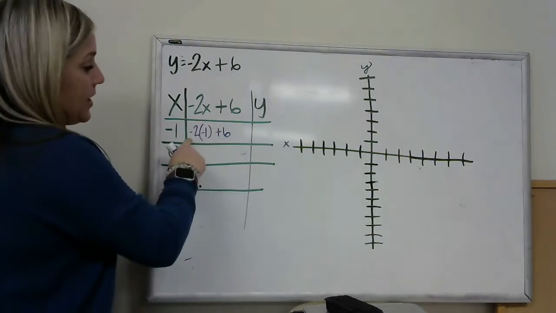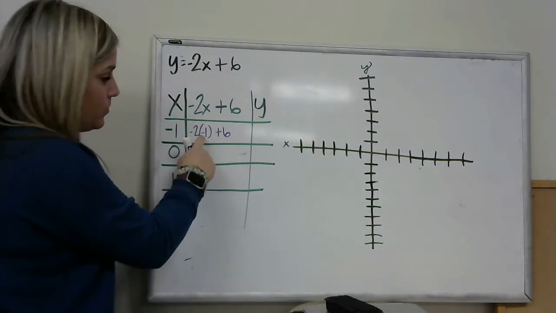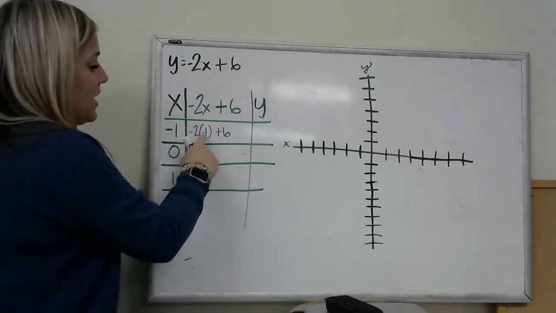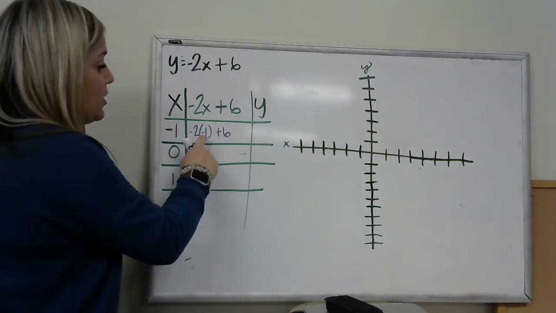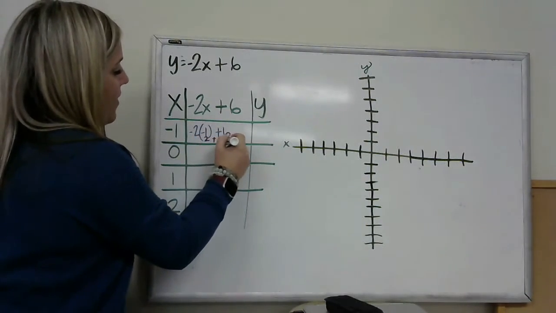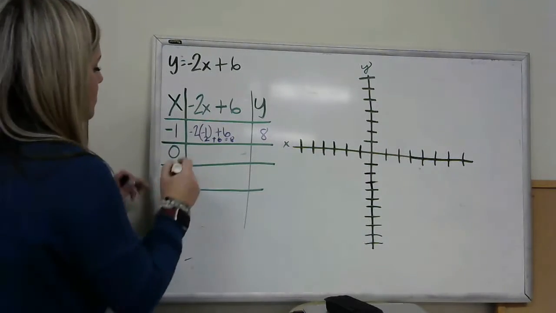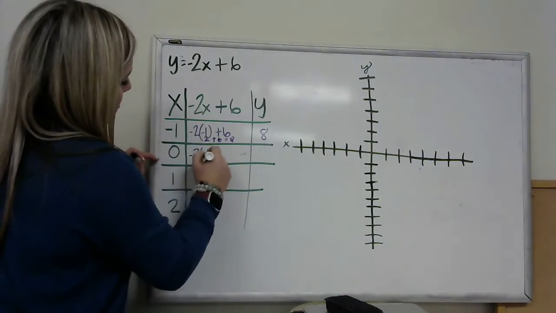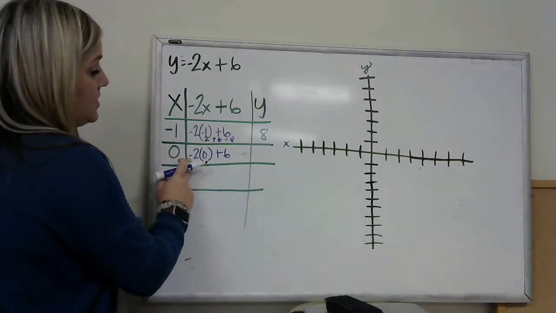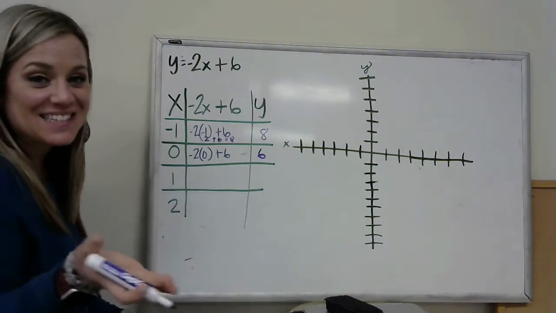Okay, so -2 times -1. Again, I have a cheat sheet and tidbits in my Google Classroom for multiplying integers. So -2 times -1 is +2, and +2 plus 6 is 8. Okay, so our y will be 8 right there. All right, so now we're going to do -2 times 0 plus 6. Okay, we know anything times 0 is 0. So this is going to be 6. That was easy. See, this is easy, right?